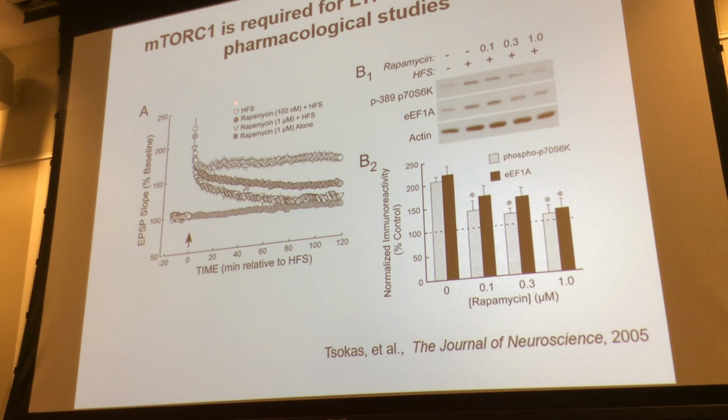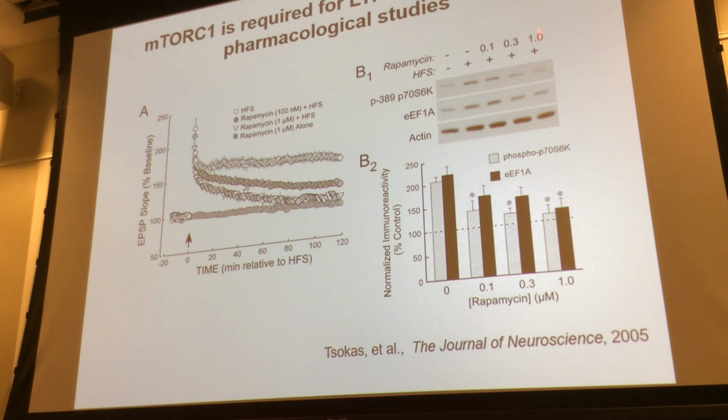Now, what happened when you apply rapamycin? Let's just look at this part. The high dose, when they use 1 micromolar, so this one, you can see that the HFS now failed to induce LTP, right? There are also studies which I'm not going to show here, mainly by Hernandez's group, showing that when you infuse rapamycin into the brain of a mouse or rat, the memory formation, estimated by either fear conditioning or other memory tests, is inhibited.